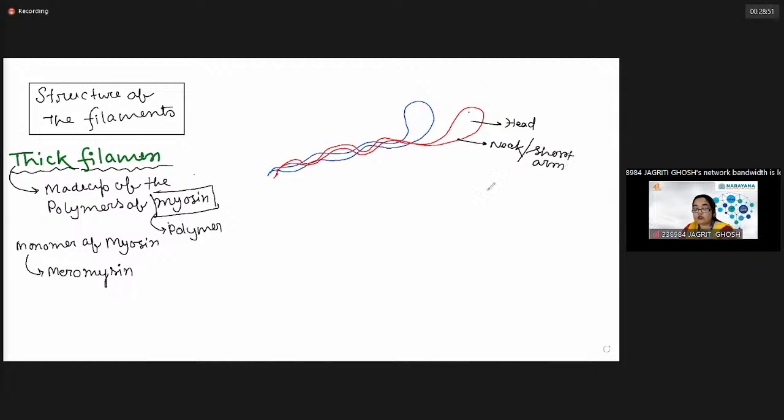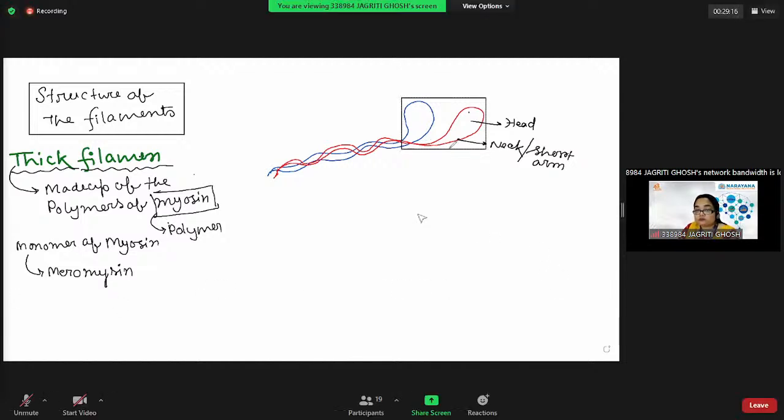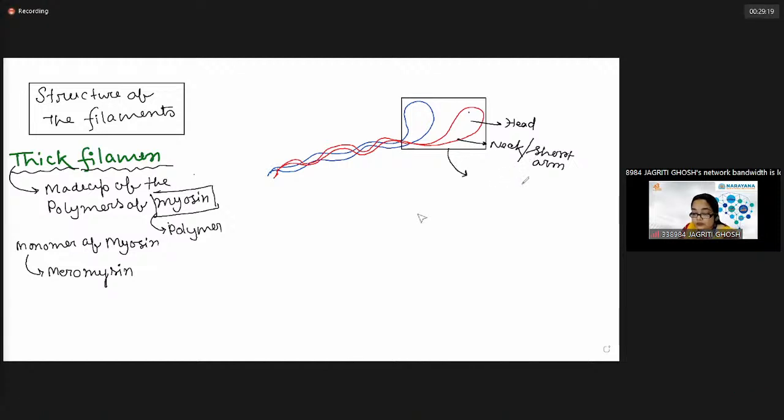It is also called the short arm. Together, these two parts, the head and the neck, are called the heavy meromyosin. Yes, Ritika, heavy meromyosin.